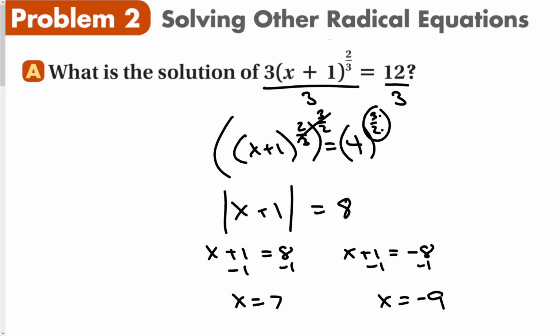If you plug negative 9 in here, right, we have negative 9 plus 1. That's going to be negative 8. The third root of negative 8 is negative 2. Squared is a positive 4. Times the 3 is a positive 12. Okay? So this does actually work with both of these numbers, with the positive and the negative case.